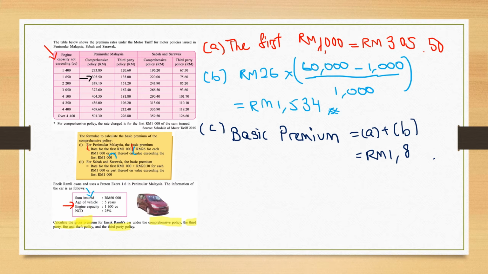1839 and 50 cents. There you go. So that's your basic premium. You have finally done your basic premium. Now we need to calculate NCD.